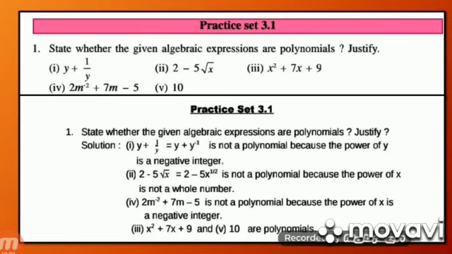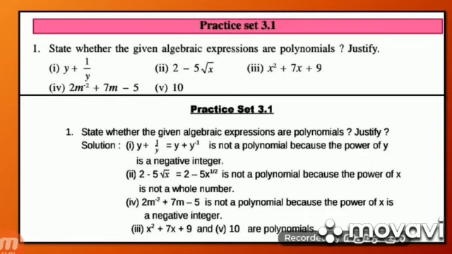Question number 1. State whether the given algebraic expressions are polynomials and justify. The first one, y plus 1 upon y, that is equal to y plus y raised to minus 1, which is not a polynomial because the power of y is a negative integer. Second, 2 minus 5 root x. It is written as 2 minus 5 x raised to half, which is not a polynomial because the power of x is not a whole number.